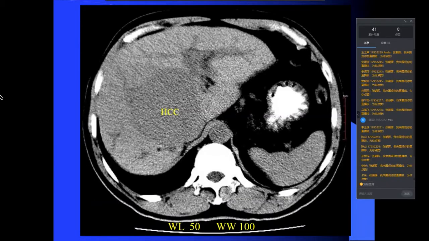Now let's see the influence of window level and window width on the CT image. This is an axial image of the abdomen. You can see a liver, spleen, stomach filled with contrast agent, aorta, rib, spine, and muscles, and so on. In the liver, there's a mass. It's hepatocellular carcinoma, HCC. The window level for this image is 50 Hounsfield units, and the window width is 100 Hounsfield units.